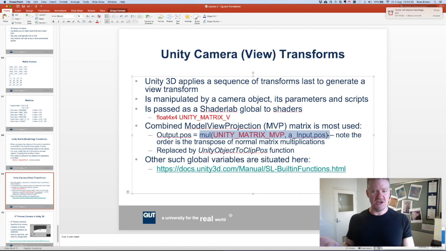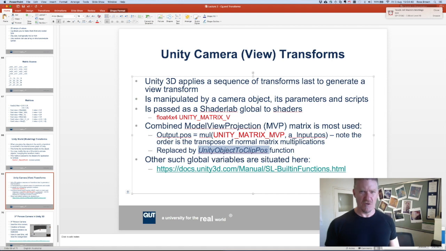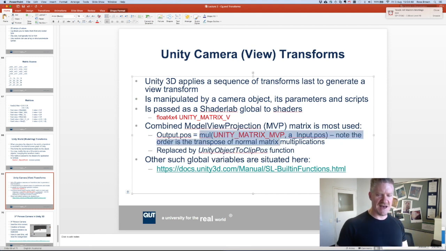Makes sense. You see the matrix is applied to the input position, you multiply it, you've got the output, it's clear, you've got the theory in your head, you know what's going on. They now have, and it does it automatically, the Unity object to clip position function. And so all my demos that have that, once you load them up in 2017, show this. But what's happening is this.